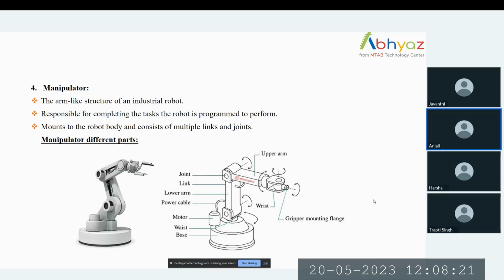The last one is the manipulator. The manipulator is like the structure of an industrial robot. It is responsible for completing the task which is assigned to the robot. It is mounted to the robot body and consists of multiple links and joints. You can see different parts of this manipulator, which includes joints, links, arms, motor, base, and so on.